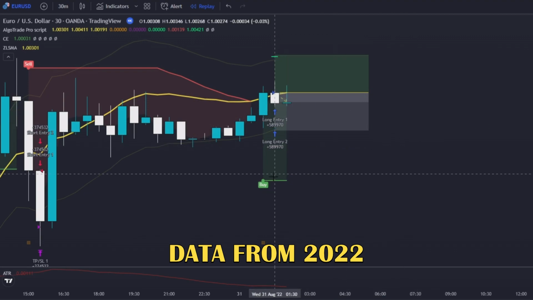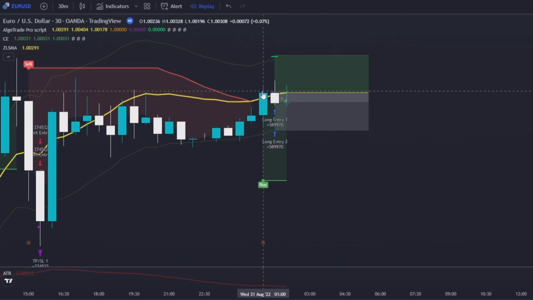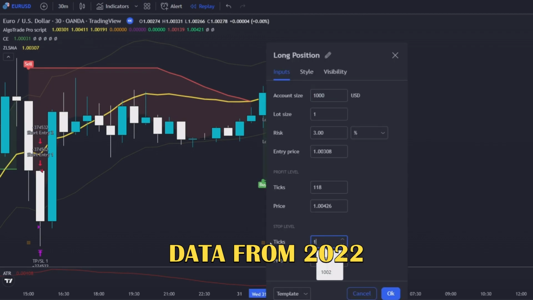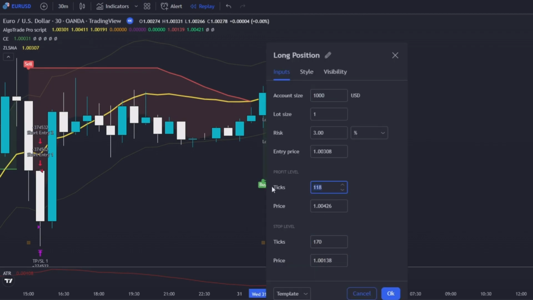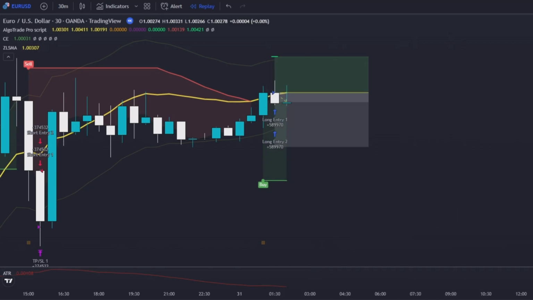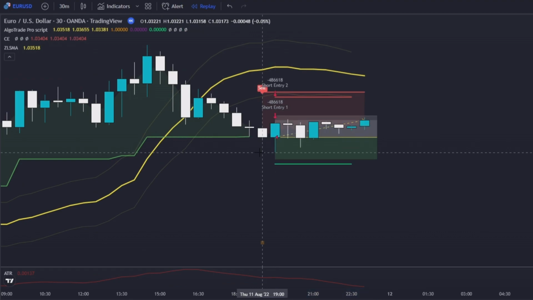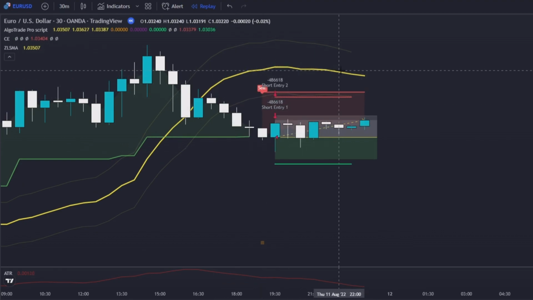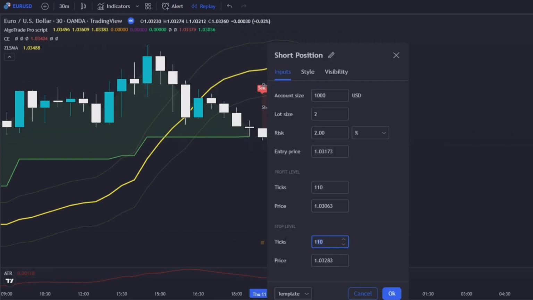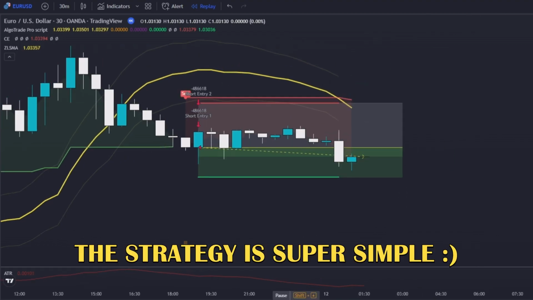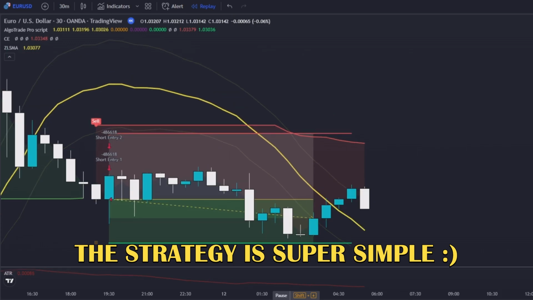Here we have an example of a long signal. The Chandelier Exit gave a buy signal and the price is above the baseline. The stop loss is 1.5 times the ATR pip value and the take profit is 1 times the ATR pip value. And here we have an example of a short signal. The indicator gave a sell signal and the price is below the baseline. The stop loss is again 1.5 times the ATR pip value and the take profit 1 times the ATR pip value. So as you can see, the strategy is super simple.